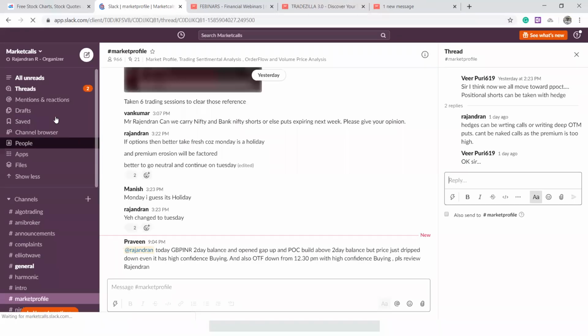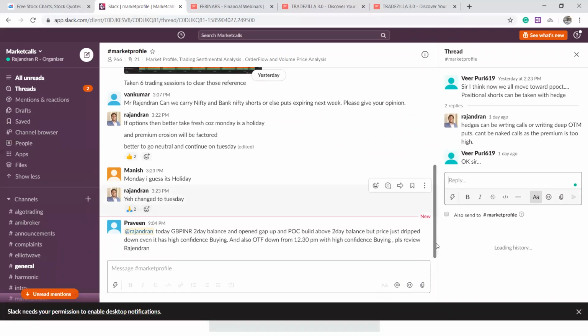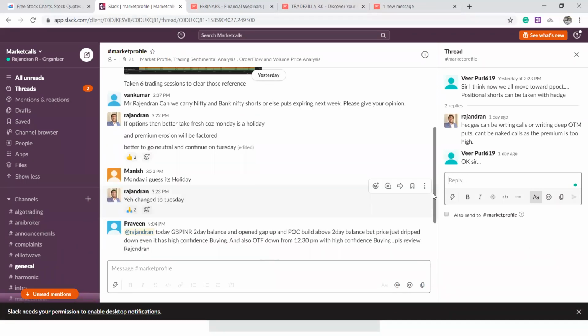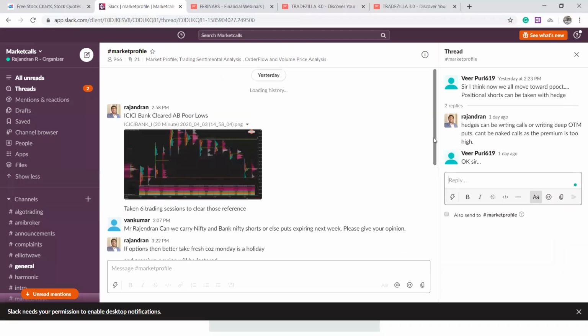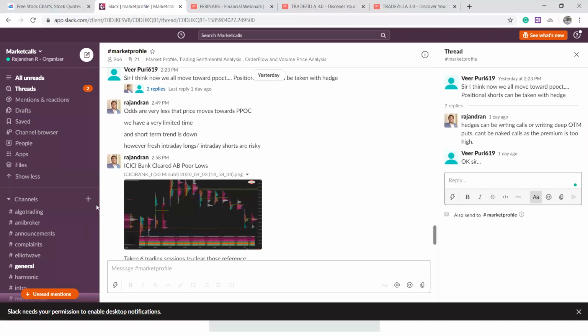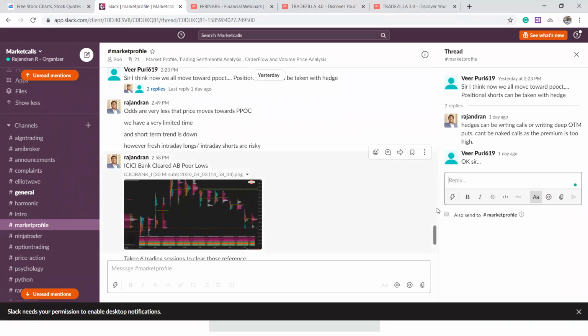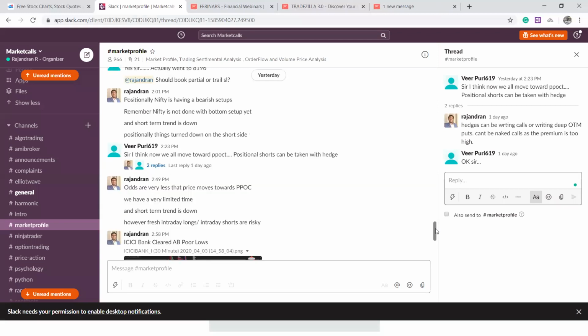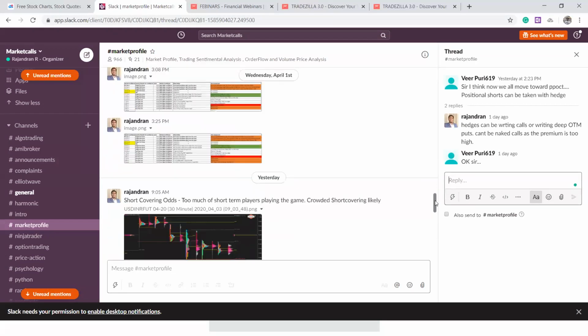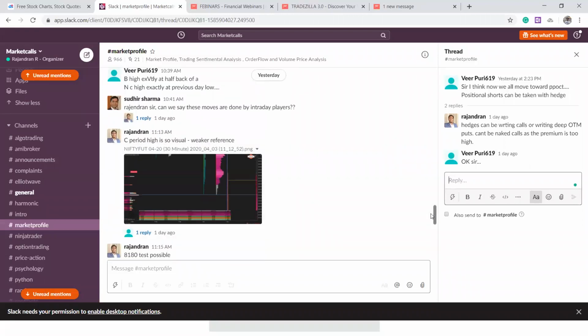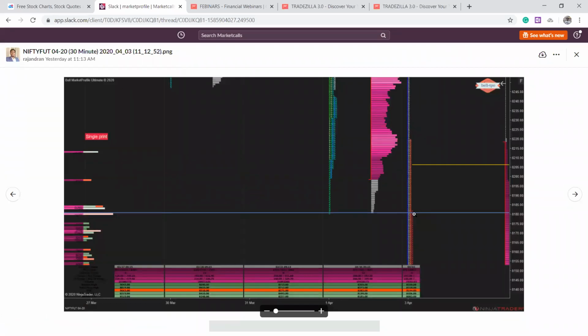So we've been monitoring this in the morning as well as in the afternoon. I think last Friday, one of the channels is related to market profile and order flow. In that, we've been discussing that particular day's activity. So I had spotted this information. I said that the C period high is exactly matching with the J period low.